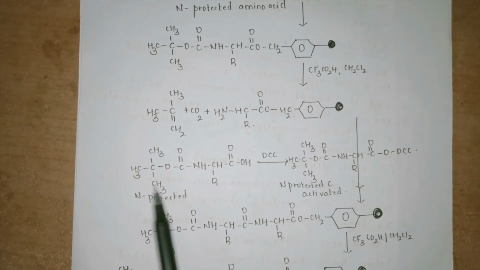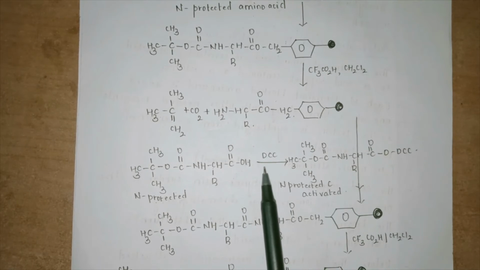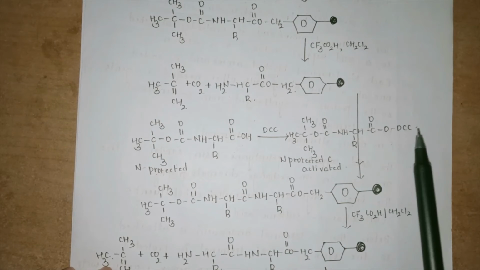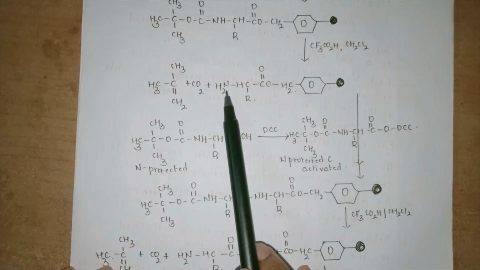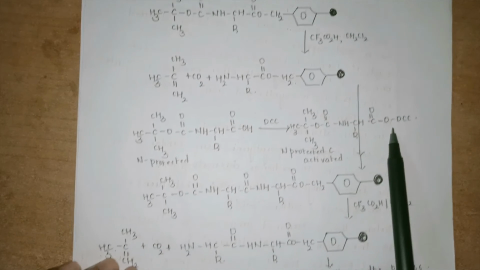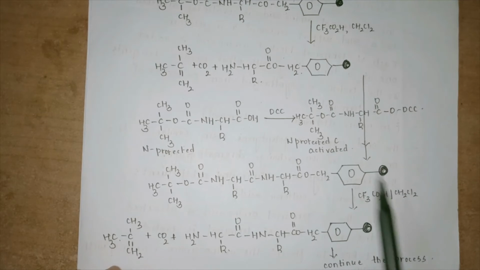Once this free N terminal is present, I can easily add an activated system to this. Now what is an activated system? An N protected amino acid, and now I can easily add an activated carbonyl carbon system. What is the activated carbonyl carbon system? The carbonyl carbon which is attached to the DCC system. Now this DCC system can be added to the column, and the free N terminal over here can attack the C terminal which is activated by the DCC, and we get a long chain peptide system which is attached to the column itself.